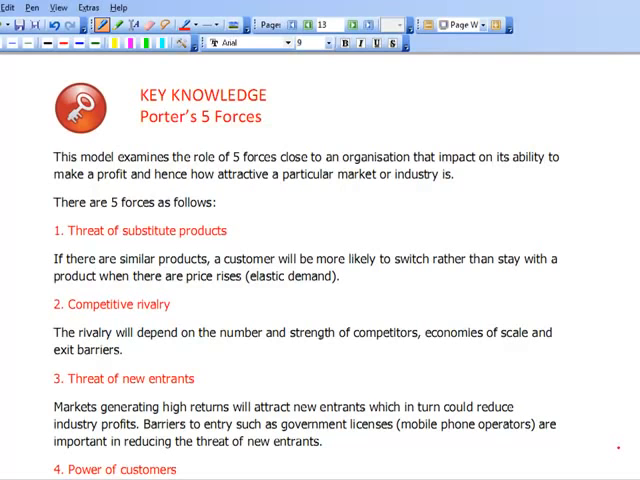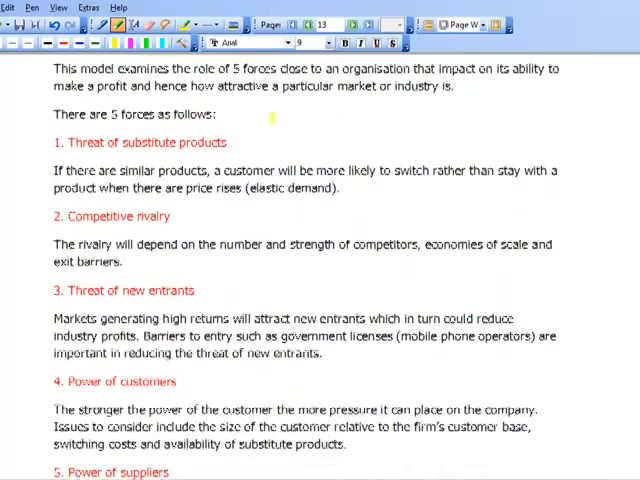Now what we're going to look at is another model by Michael Porter, and a very well-known one, and one which comes up quite often in the exam, is Porter's 5 forces. Porter's 5 forces analyzes the immediate environment around an organization, around a business. As the notes say, this model examines the role of 5 forces close to an organization that impact on its ability to make a profit, and hence how attractive a particular market or industry is. So, as the name suggests, there are 5 forces.